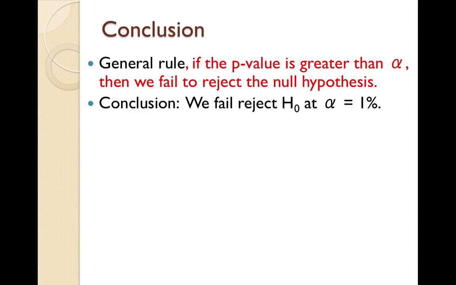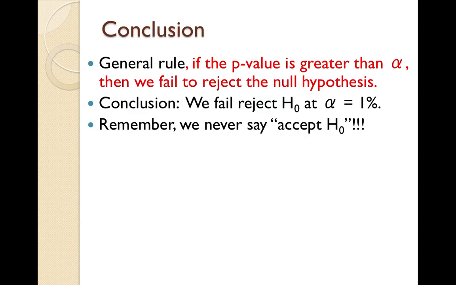So our conclusion is to fail to reject H0 at alpha equal 1%. We never accept H0. So the conclusion is either going to be to reject the null hypothesis and accept the alternative, or fail to reject the null hypothesis. So never accept H0.